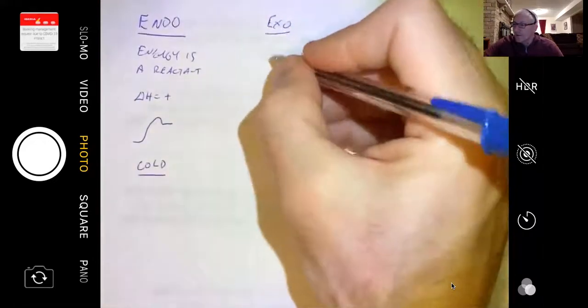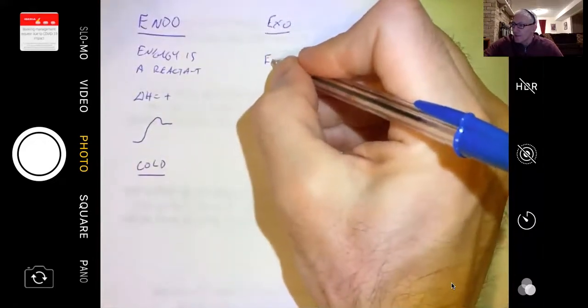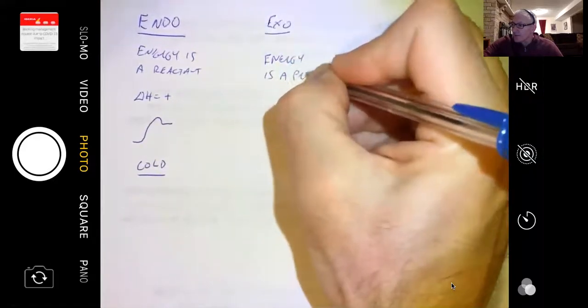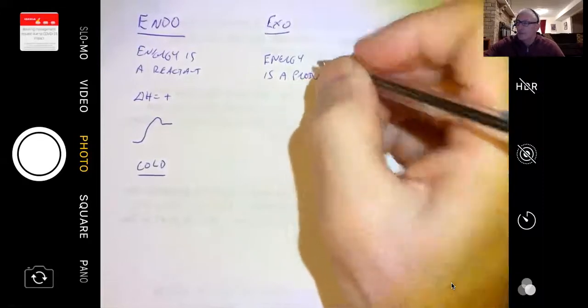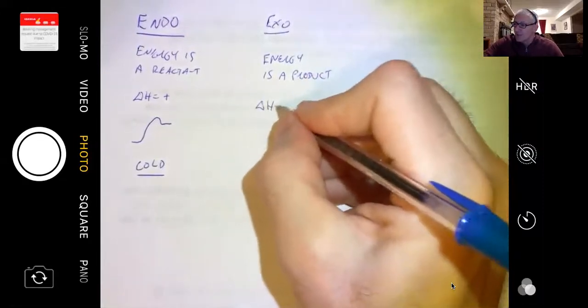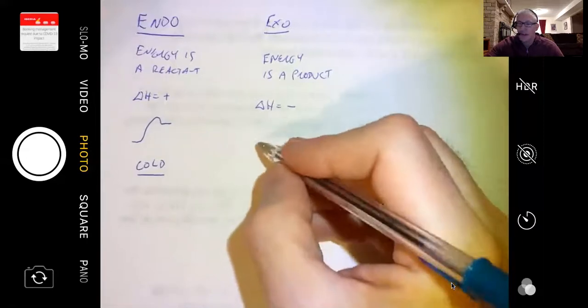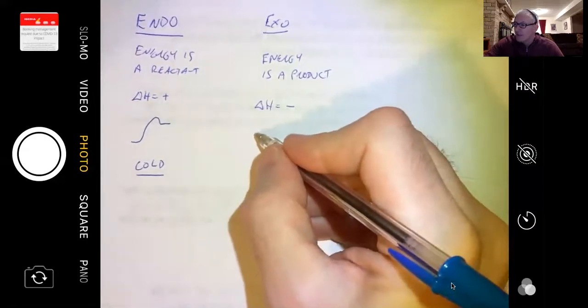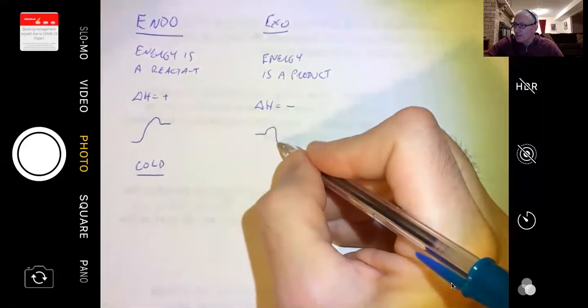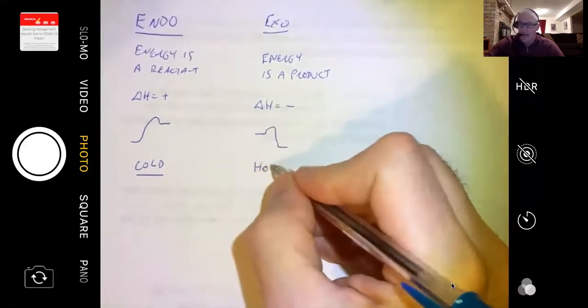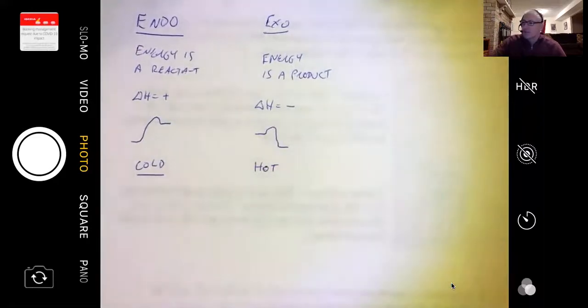Exothermic, right? This is where the energy term is a product. The delta H, the change in heat, is going to be negative because you're losing energy to the surroundings. These guys are going to start out up high. You got to get up and over the hill, and then you're going to end down low, and these are going to feel hot.